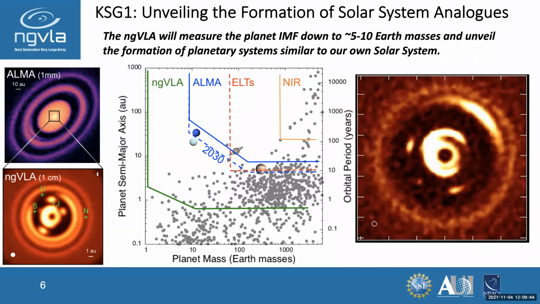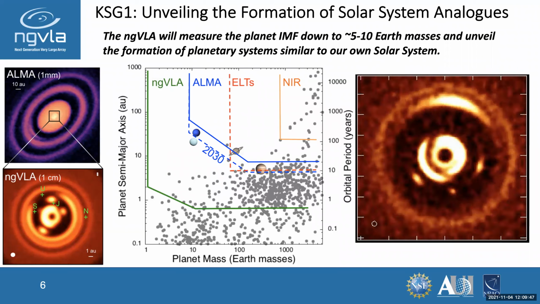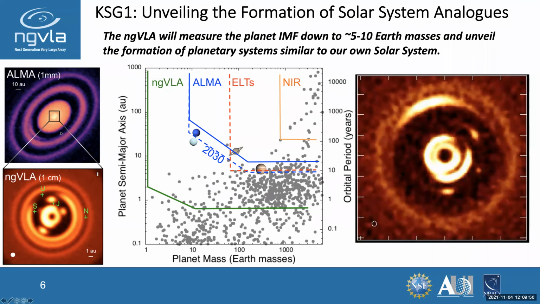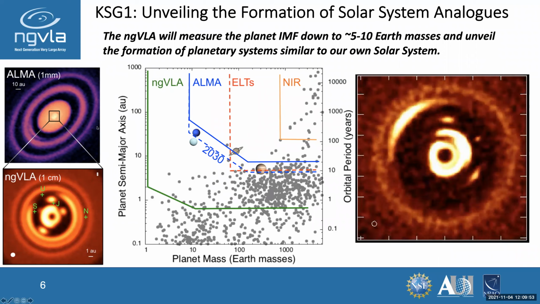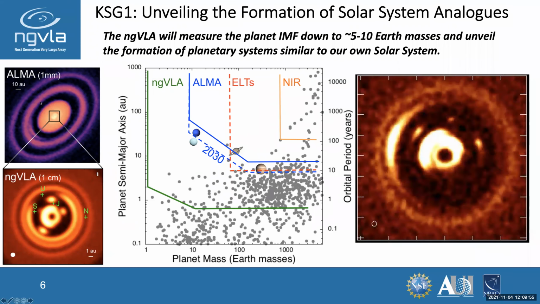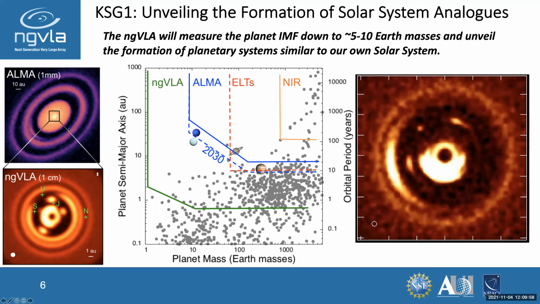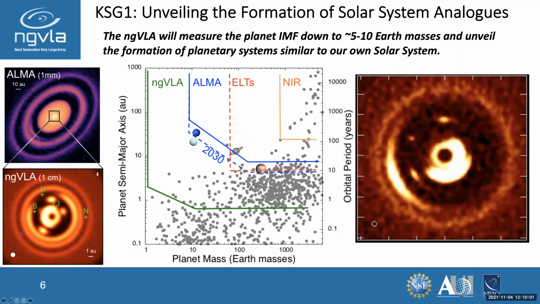I'm not going to go through all the key science goals, but I'll talk about the main killer app, I would say, and that is unveiling the formation of solar system analogs. So on the left here, you see this very famous picture of HL Tau taken by ALMA, and a zoom in here. This is a simulation on the bottom left of what the ngVLA might see at 1 centimeter for a simulated solar system, with Saturn, Uranus, Jupiter, and Neptune mass planets going around a solar-like star. You can see these Lagrange points where the dust is building up in the protoplanetary disk.